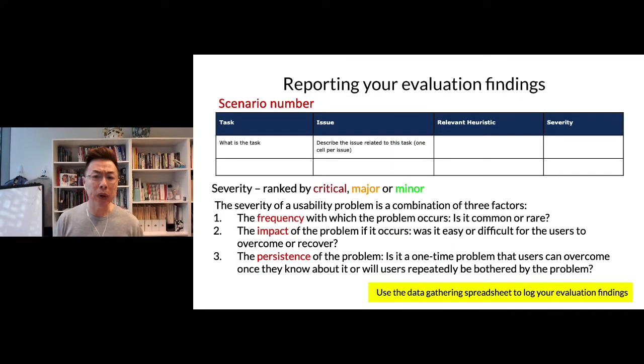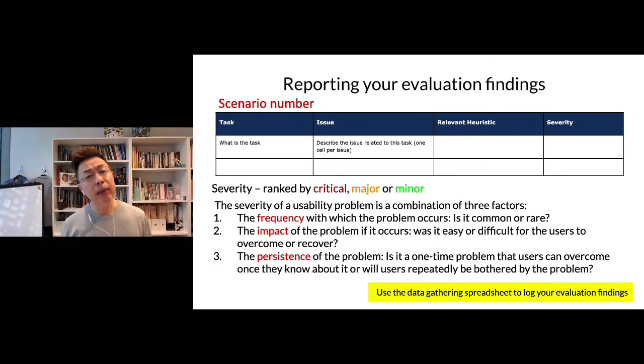Now, how do you report your evaluation findings? There are spreadsheets available to you on Canvas itself, but what you basically need to note down is what the scenario is, what particular task within that scenario, what the issue is, what the relevant heuristic is, is it heuristic 3 or heuristic 3 and heuristic 6, and what the severity is. Severity means how bad the problem is.